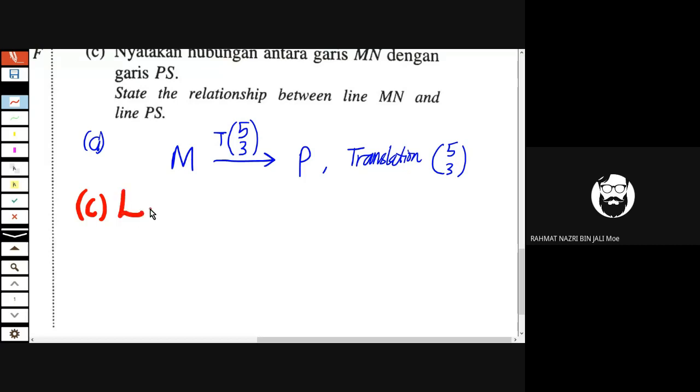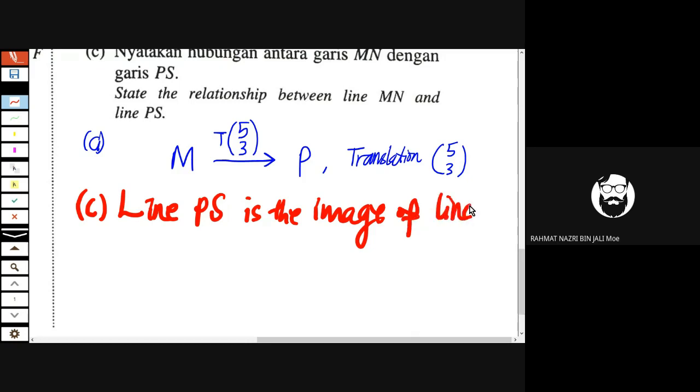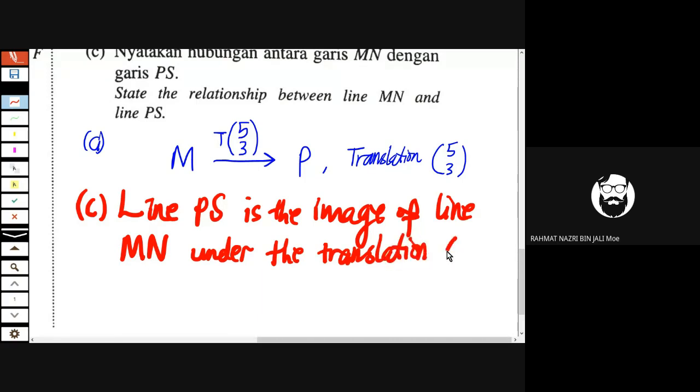Now we can say that line PS is the image of line MN under the translation 5, 3.